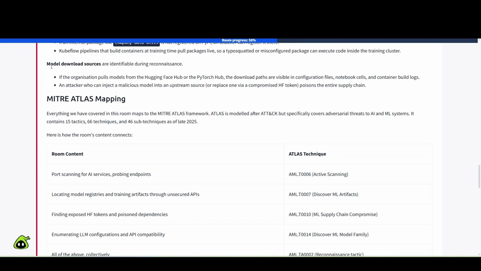Kinds of bad stuff. Model download sources are identifiable during reconnaissance if the organization pulls from the Hugging Face hub or the PyTorch hub. The download paths are visible in configuration files, notebook cells, and container build logs. An attacker who can inject a malicious model into an upstream source, or replace one via a compromised HF token, poisons the entire supply chain.